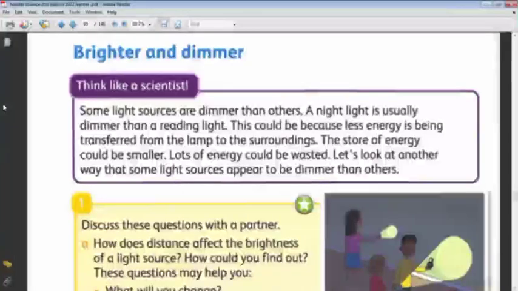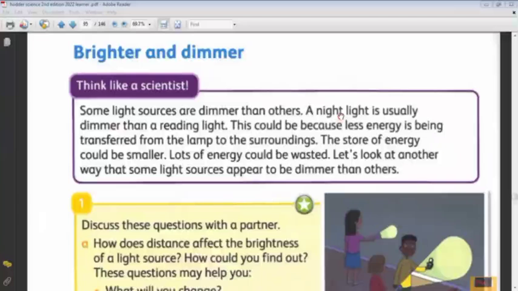A night light is usually dimmer. A night light is the light that we turn on when we are sleeping. Do you know the night light?